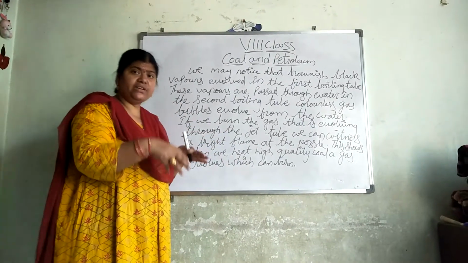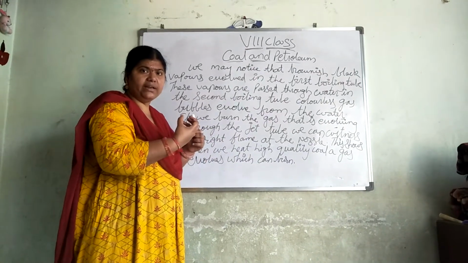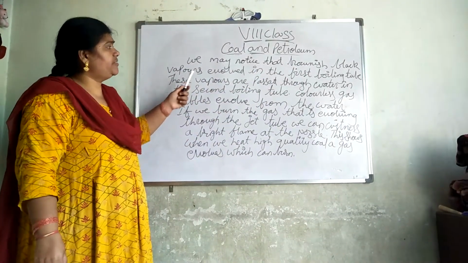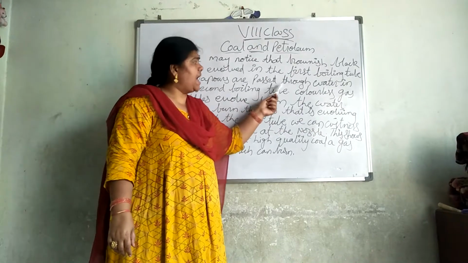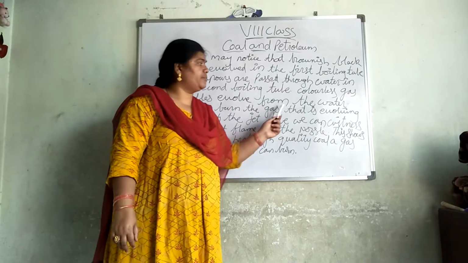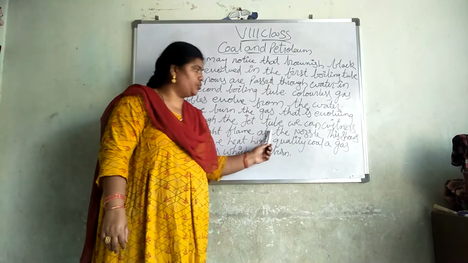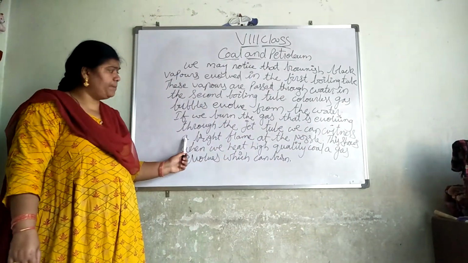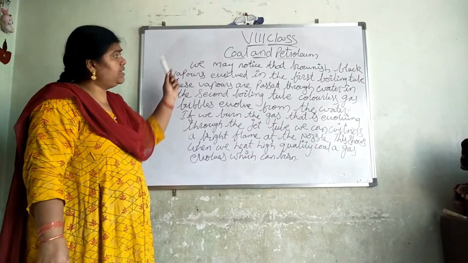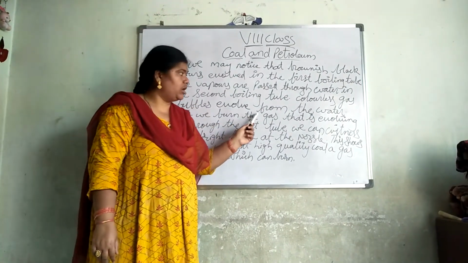Water is present. Near the first boiling tube, under it, we kept the Bunsen burner. When it is heated, the coal burns, and what will happen? Brownish black vapors evolve in the first boiling tube. These vapors are passed through water in the second boiling tube. Colorless gas bubbles evolve from the water, and if we burn the gas that is evolving through the jet tube, we can witness a bright flame at the nozzle. What will happen? A bright flame. This brownish color mixes with the water, and colorless gas bubbles evolve from the water.